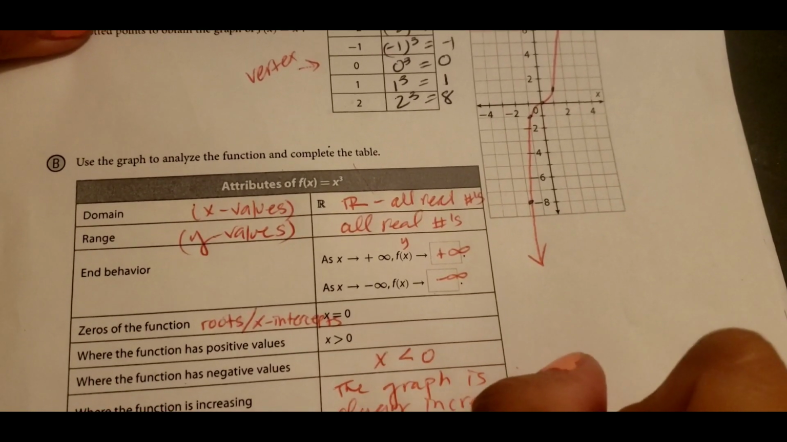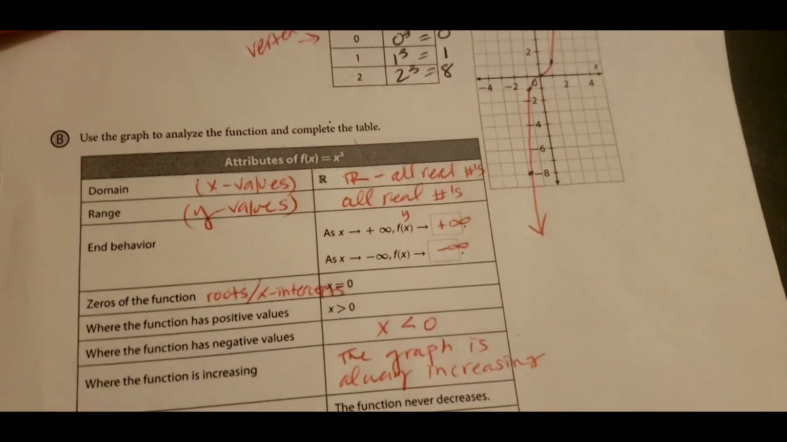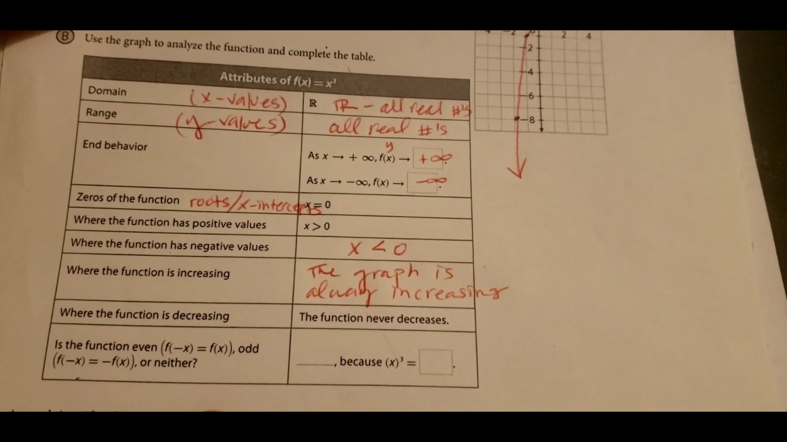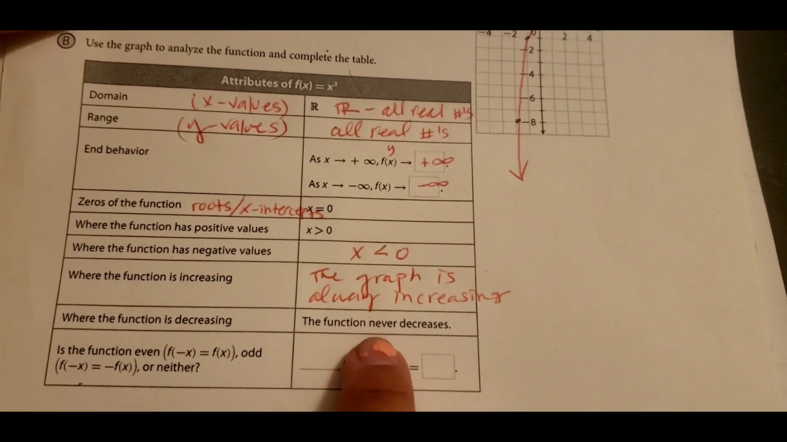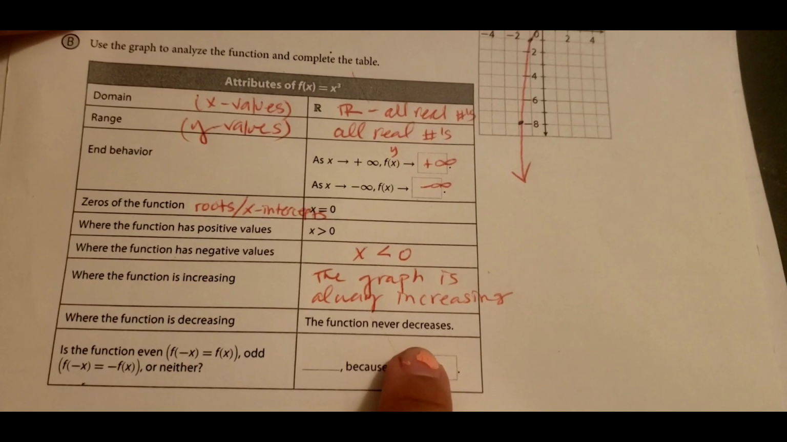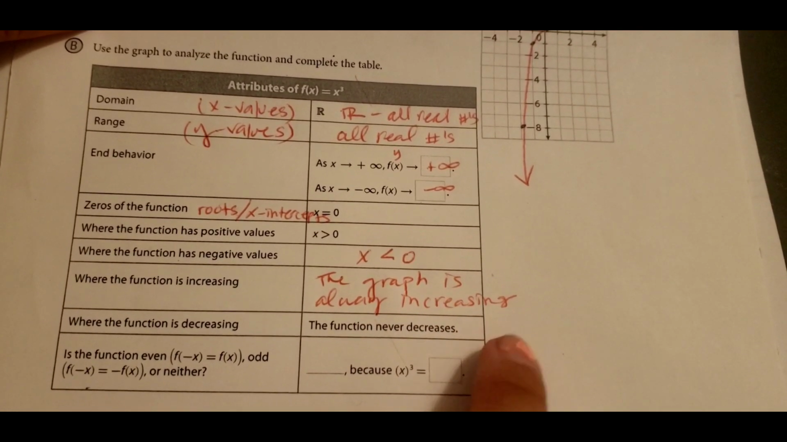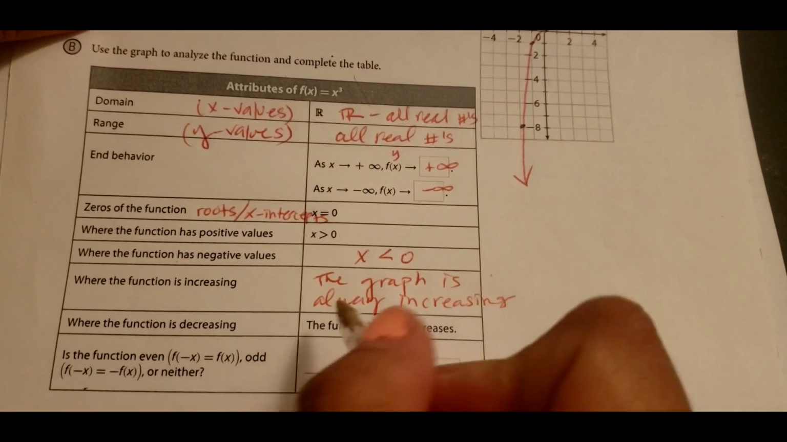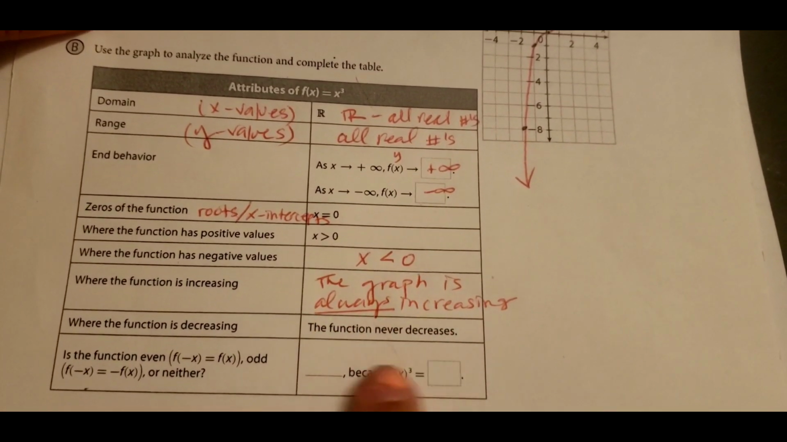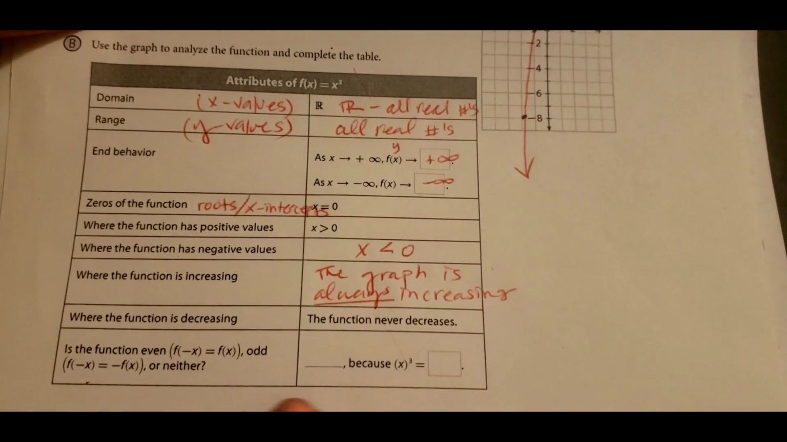And notice I said the graph is always increasing. So the next question says where the function is decreasing. Well, the function never decreases. It would be an oxymoron to say the graph is always increasing and then to say, well, it's decreasing here. No, because I use the word always. Okay, so it never decreases.